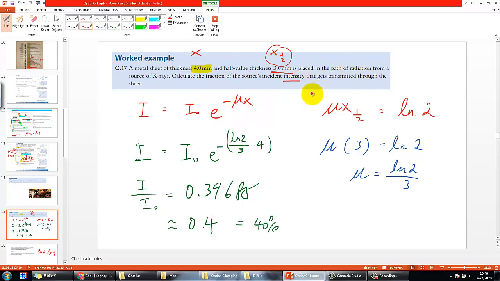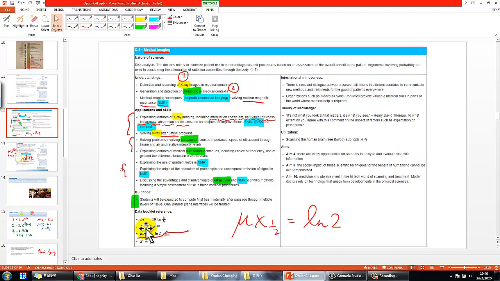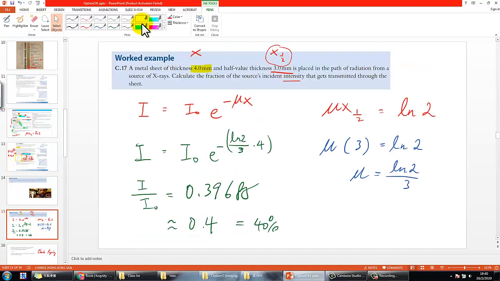So there are two equations that you can use. Once again, in the data booklet there are a few for you to use, and you have to use two of them here. The first one is the attenuation equation, and the other one is the half value thickness equation. What you simply have to do is substitute the things that you know, and you should be able to find the answer.